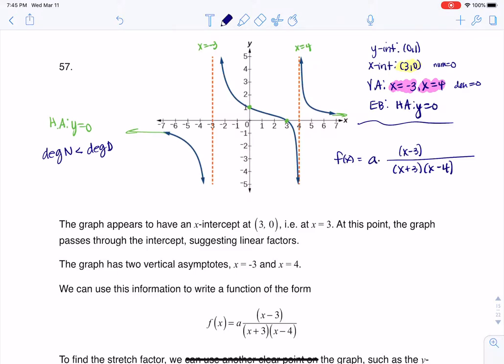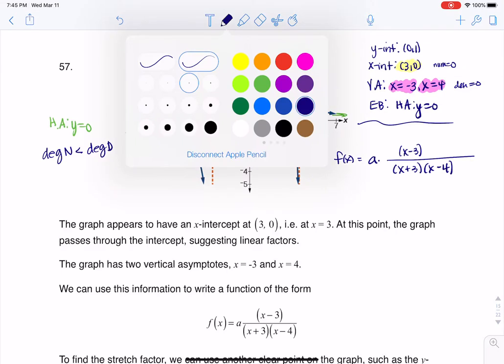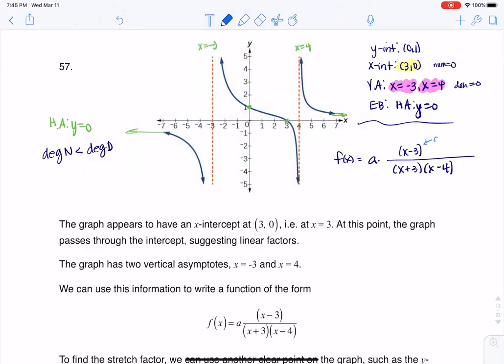And if I'm just looking at my rational function, I just want to look at degrees. So this numerator is degree 1, and this denominator is degree 2, because if I were to multiply the x and the x, I would get an x squared. So we basically have an x over an x squared situation. And that corresponds to the degree in my numerator being less than the degree in my denominator. Since that's the case, I would have this horizontal asymptote at y equaling 0.